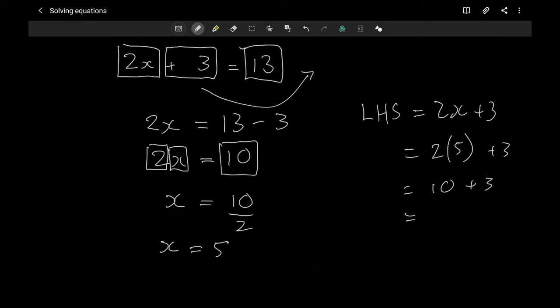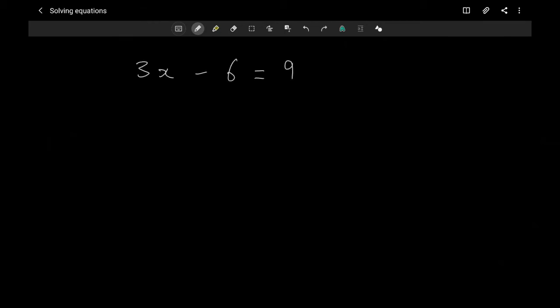And 10 plus 3 is 13. So therefore, the left-hand side equals the right-hand side, and that's how you know you've got the right solution. So let's take a look at this example.